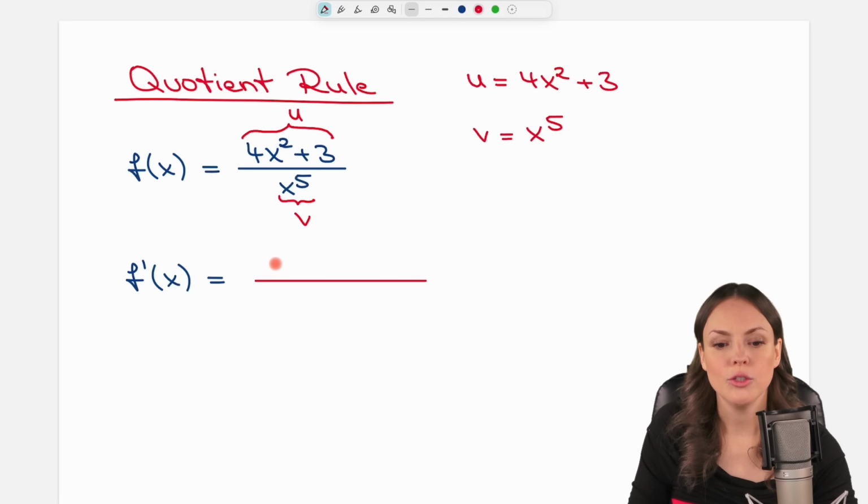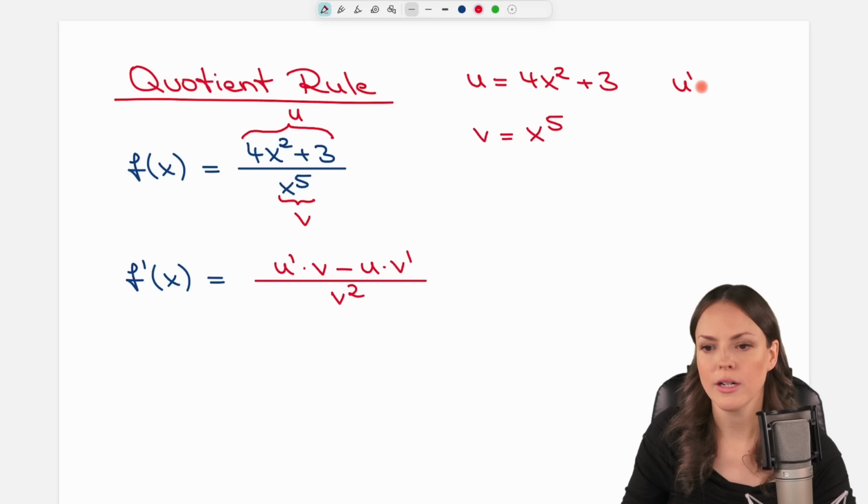And then the quotient rule is a fraction. This time we have u prime times v minus u times v prime. So it's very similar to the product rule where we had a plus in between, but this time same things but with a minus. And in the denominator, we take the v that was there and square it. This is the quotient rule. So we already have u and v. We know we need u prime and v prime as well. So let's try and find u prime and v prime.